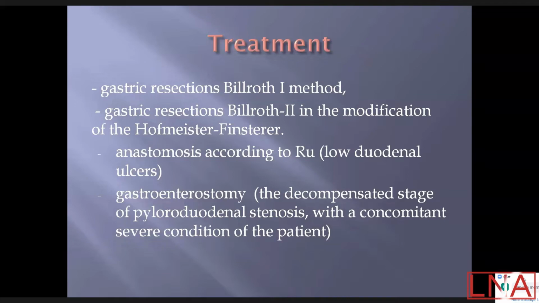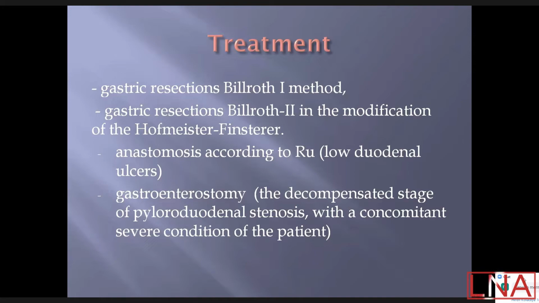Treatment. In the treatment of pyloroduodenal stenosis, gastric resection is used according to Billroth 1 or Billroth 2, in the modification of Hofmeister-Finsterer. With a low duodenal ulcer, use a technique of diffusion in processing the duodenal stump. It's advisable to perform an anastomosis according to the rule.